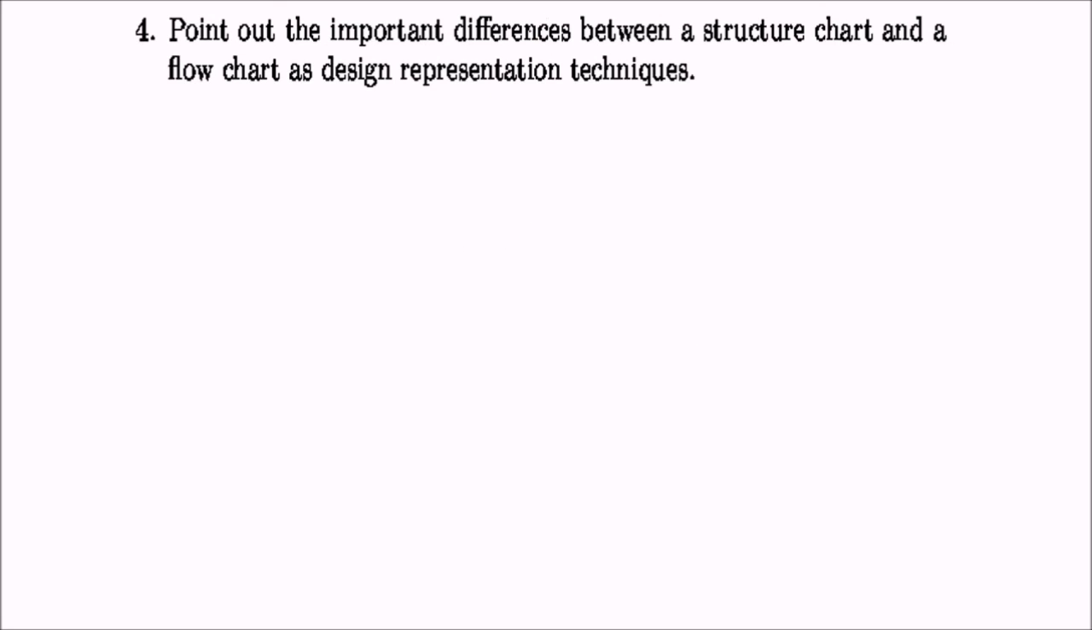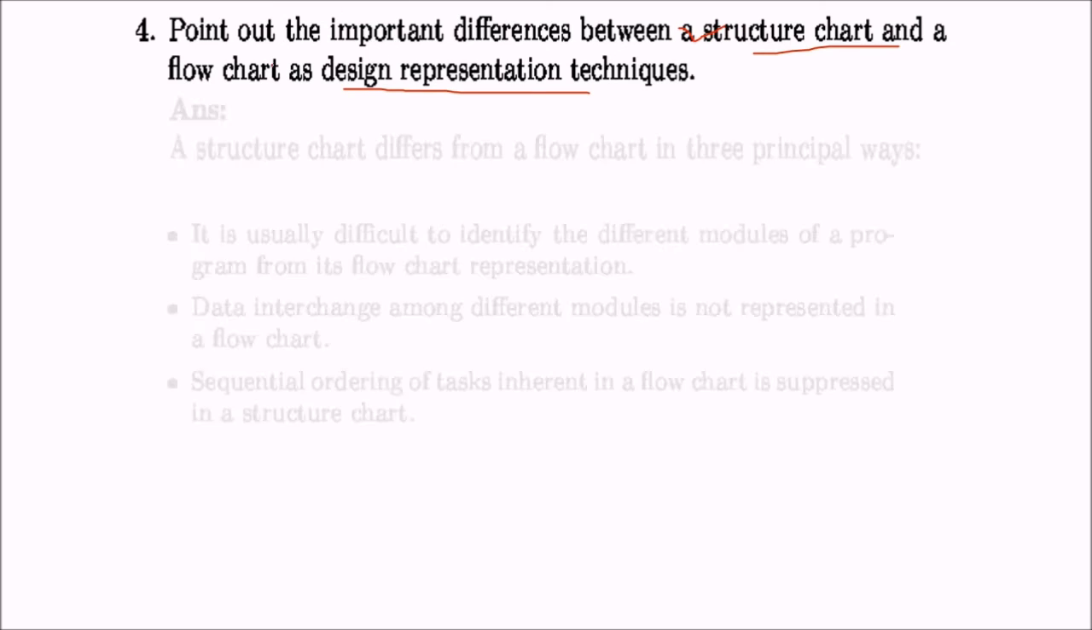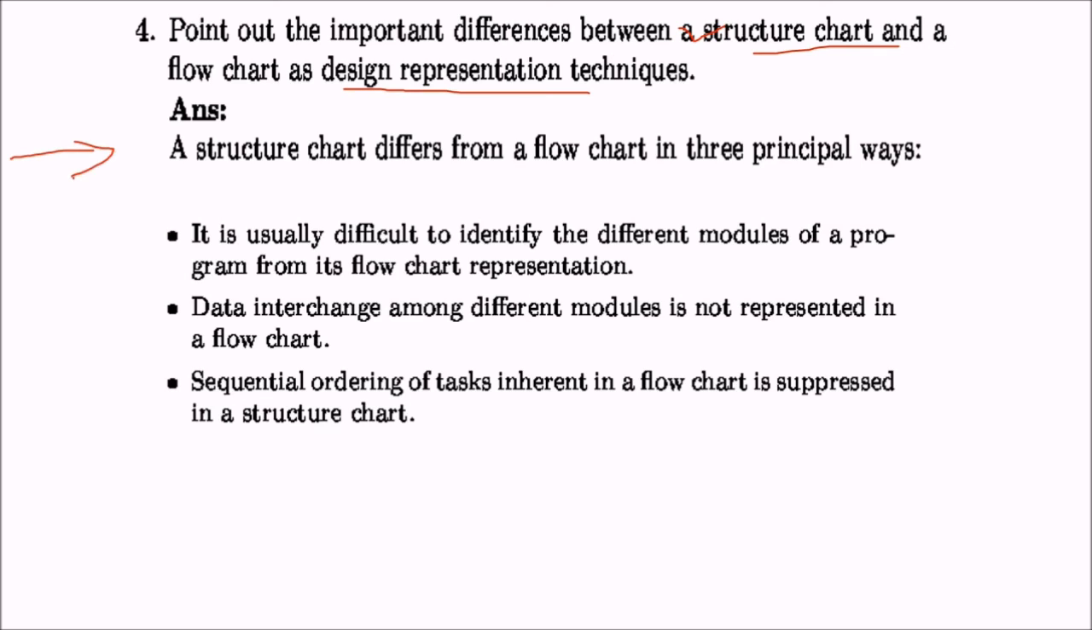Fourth is point out important differences between a structure chart and a flowchart as design representation technique. This question is quite obvious, structure chart and flowchart. They differ in three principal ways. First, it is usually difficult to identify the different modules of a program from its flowchart representation. By flowchart, you cannot identify which modules we can pick up or which modules we can form.